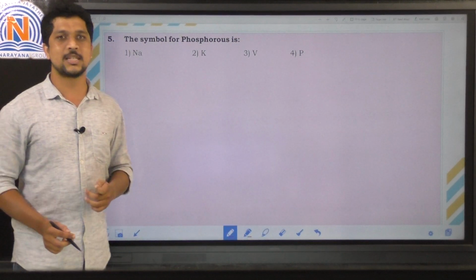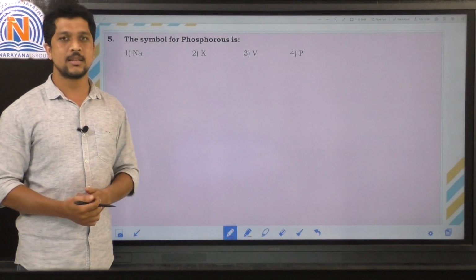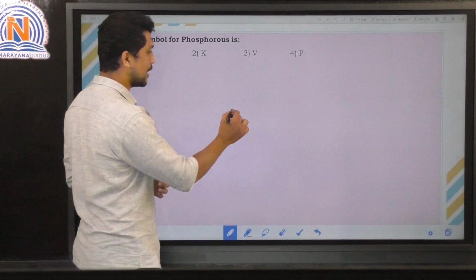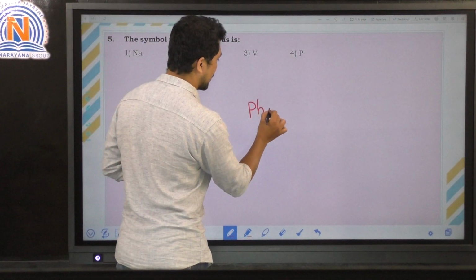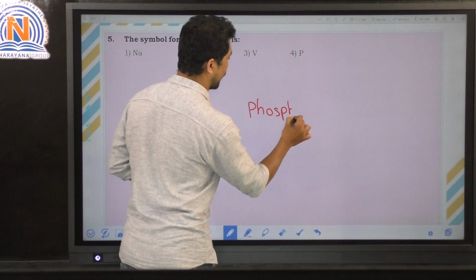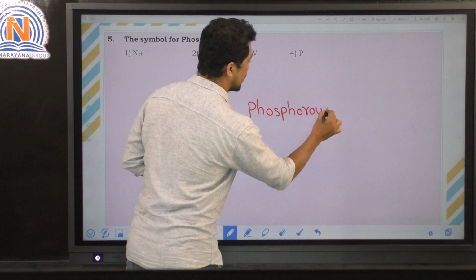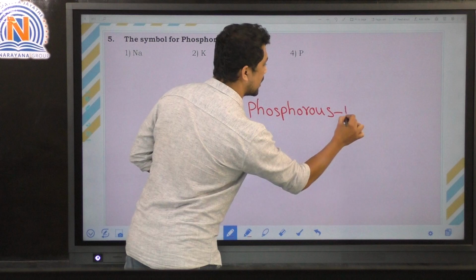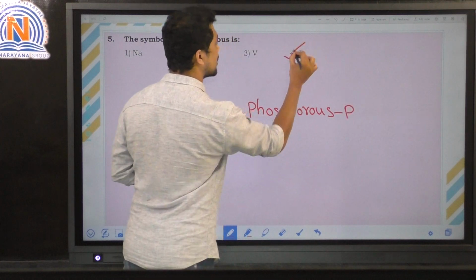Here the question is, the symbol for phosphorus is. The symbol for phosphorus is capital P. The chemical symbol for phosphorus is capital P. So the correct option is the fourth option.